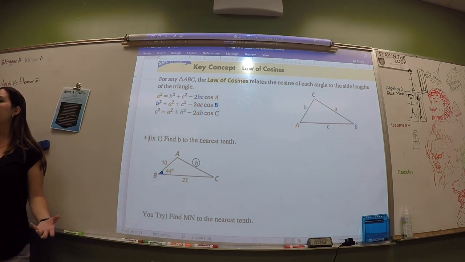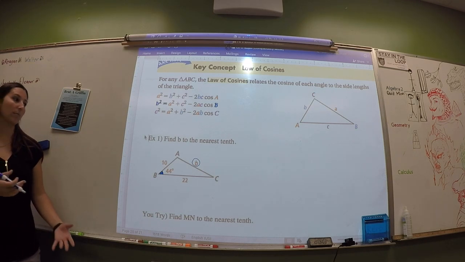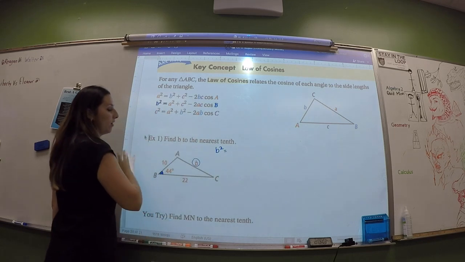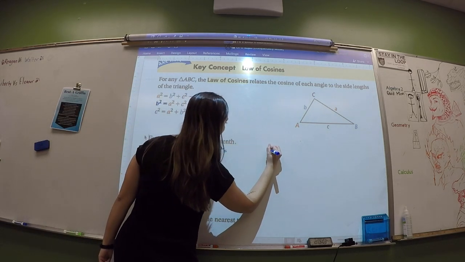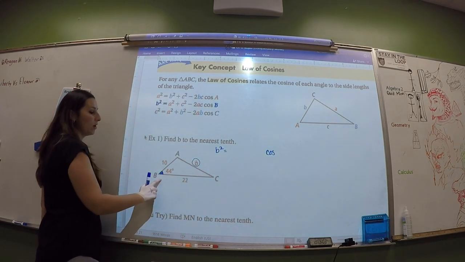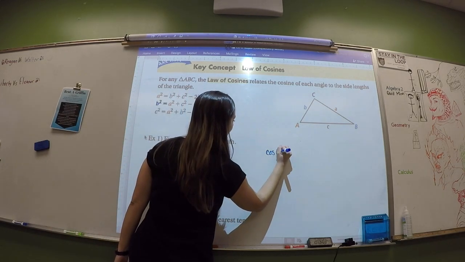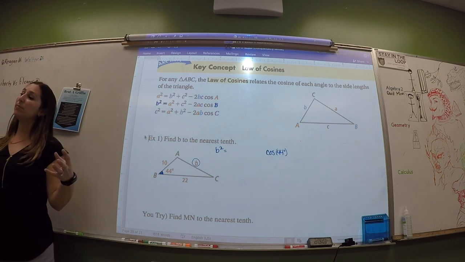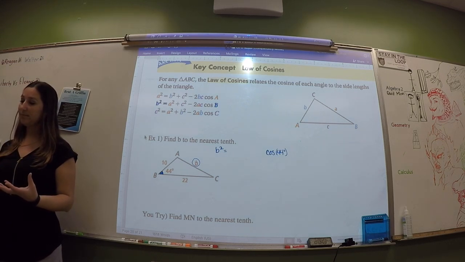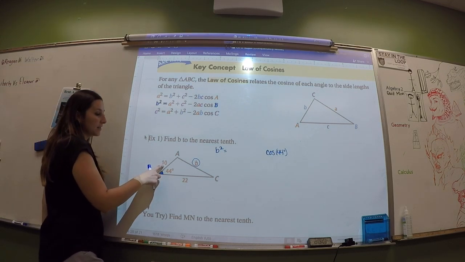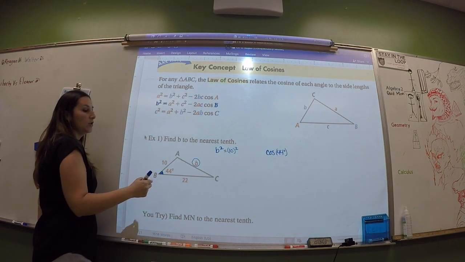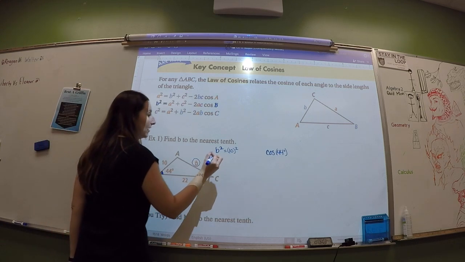At the beginning of your law of cosines, you're going to put the side squared, and then all the way at the end you're going to put cosine of the angle across from it. So in this case, cosine of 44 degrees. Now, in between, you square this side, you square this side.